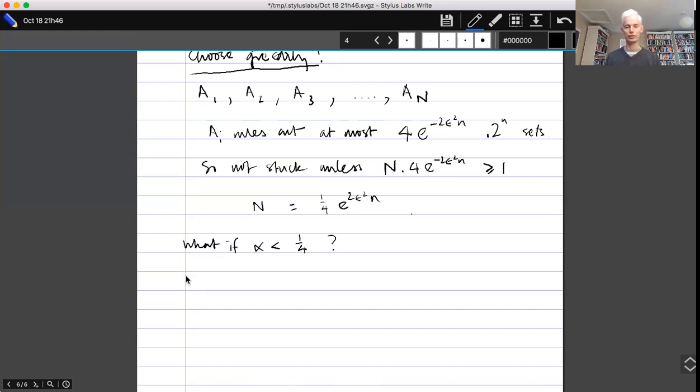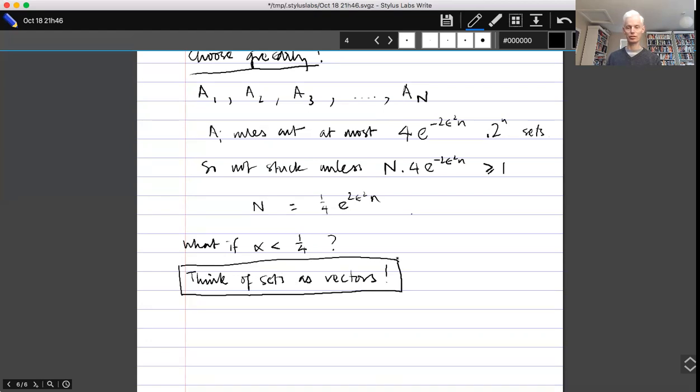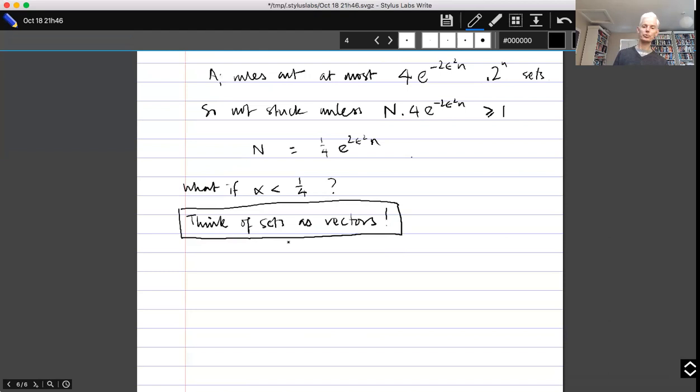And we're going to use an idea that is extremely useful all over combinatorics, and it's the following idea. Think of sets as vectors! Exclamation mark, just because I care about it that much. There are lots of ways of thinking about sets as vectors. We can think of them in particular as vectors in F2 to the n, vectors over the reals, vectors in some other vector space.